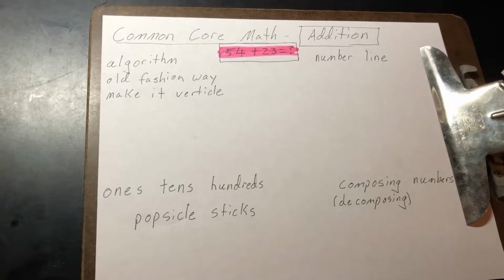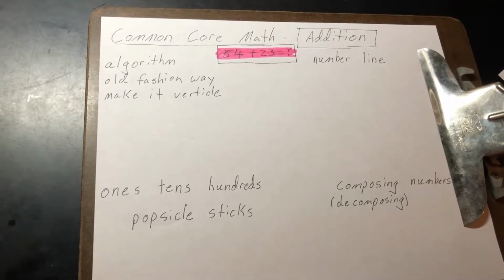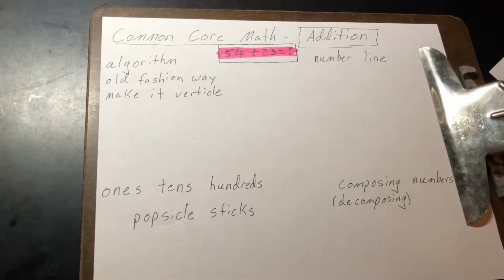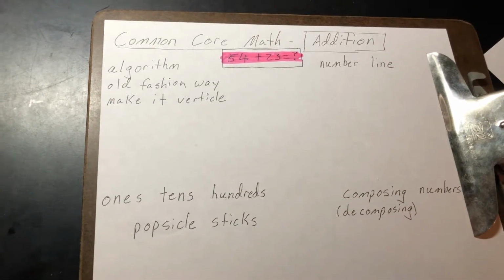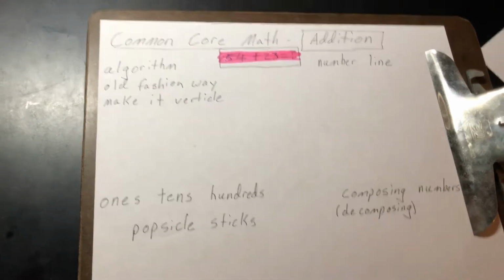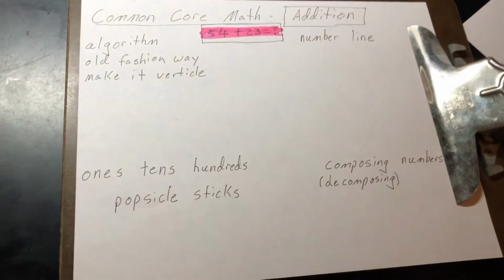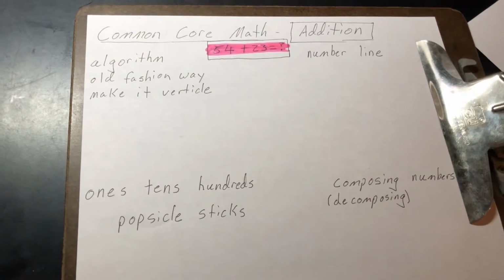This morning we will be doing Common Core Math Addition. This is going to be a problem that does not require regrouping. It's a little bit easier of a problem. We're going to do 54 plus 23, and we're going to show you how to do this in the algorithm, the number line, the ones, tens, and hundreds, and in composing numbers. These are all the Common Core strategies for second grade addition and really for subtraction as well.